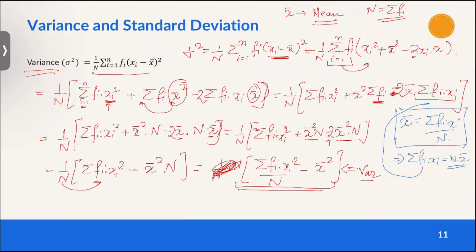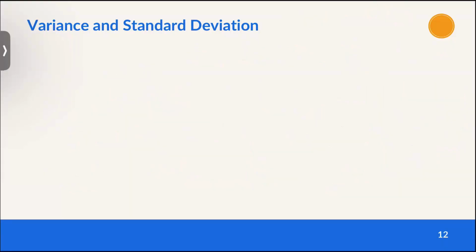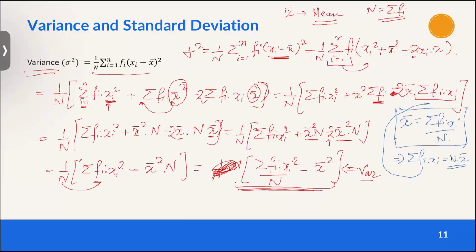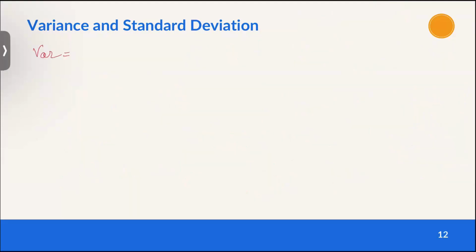So let me take it to the next slide and proceed. This is what I will write in the next slide. So variance equals, you see what we have done? Variance is this term. You can go again and see that we have changed nothing. We have just expanded this squared and got this term. So we will have variance as 1 by n summation fi times xi squared minus x bar squared.